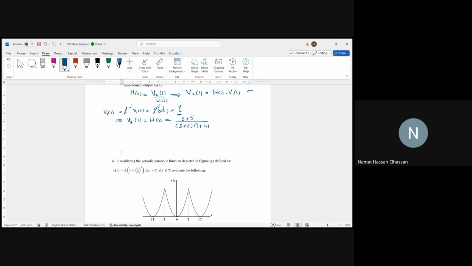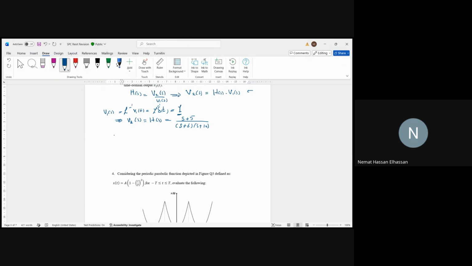Okay. So what we'll do is we will use partial fractions because we want to find v2 of t. So we need to find the inverse transform. But in order to do that, we need to simplify it into something that we can find on the table. So what I will use is partial fractions.